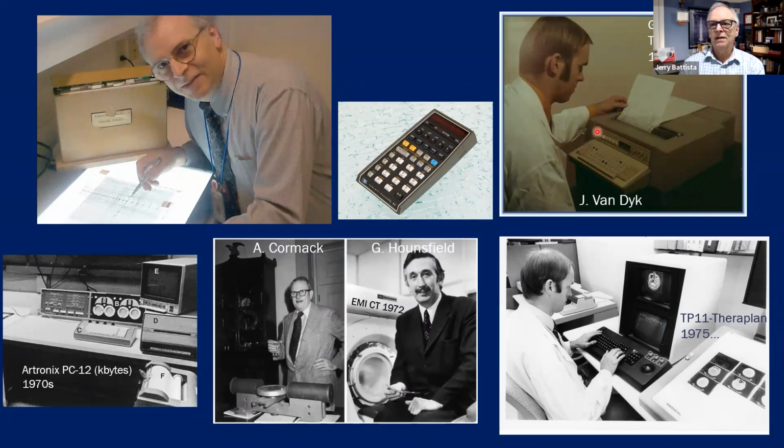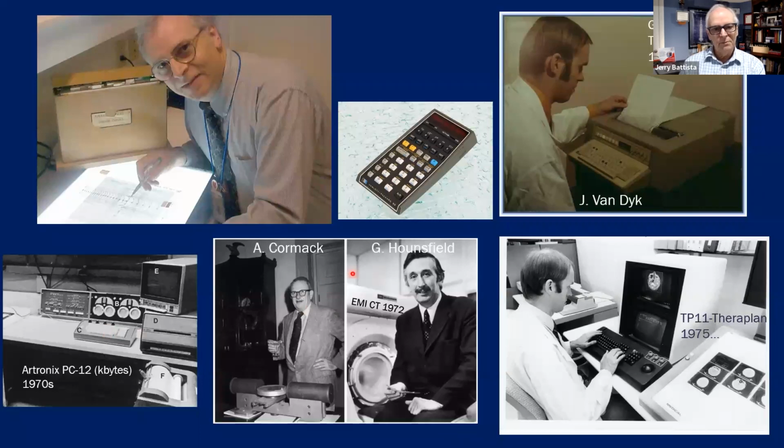He's my colleague, and in the 1970s, treatment planning was done in Ontario, Canada, using a time-sharing IBM computer. And the isodose was printed out with letters, X's and Y's and P's and Q's. Soon after that, the Artronix PC-12 computer was developed, and this was a standalone computer for treatment planning. It was really the beginning of the personal computers for treatment planning.